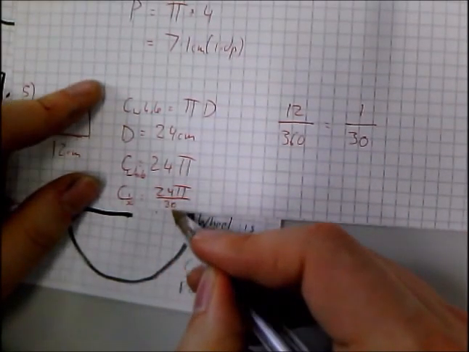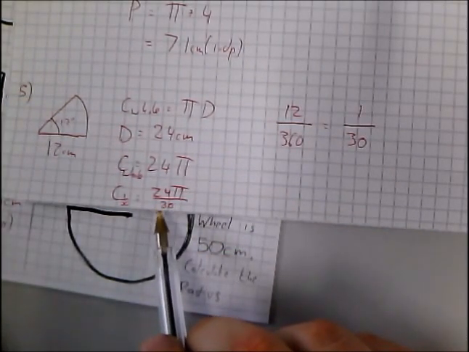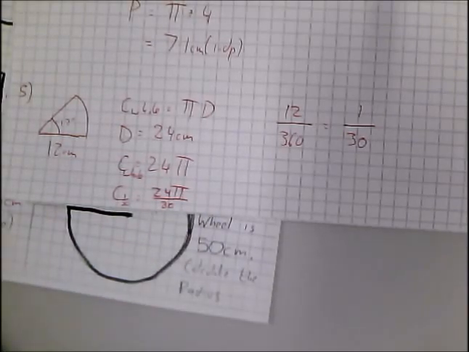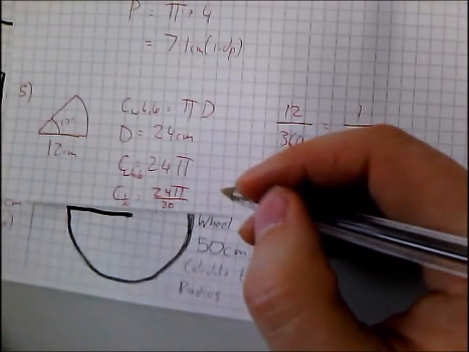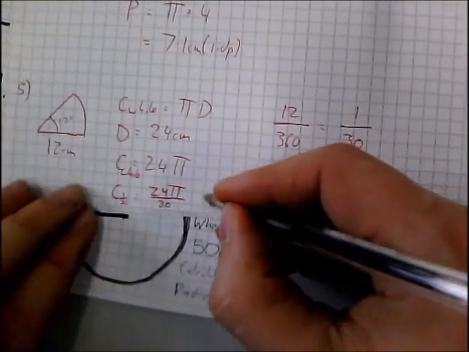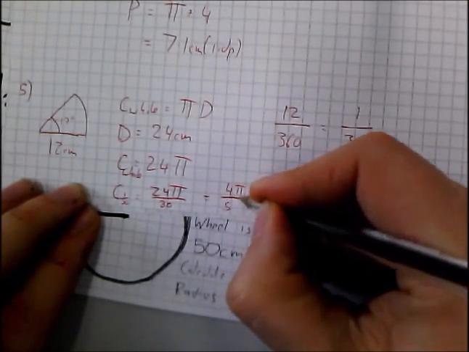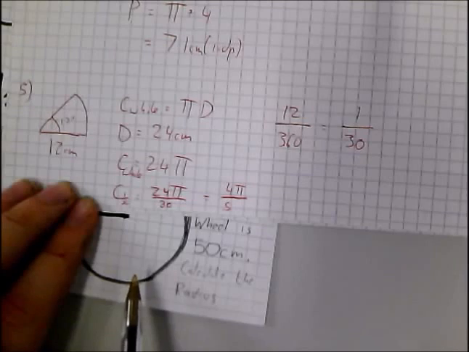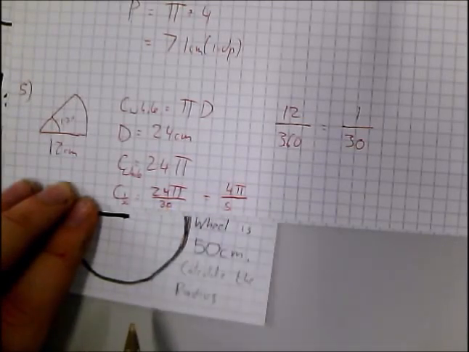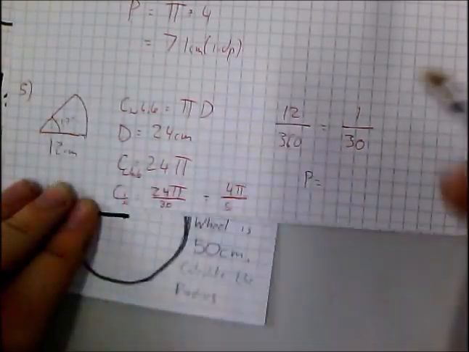Okay, I've got common factors top and bottom here. I can see that 6 goes into both these numbers, so divide top and bottom by 6. And I should get 4 over 5 pi. So I've just divided the top and the bottom by 6 to get 4 on the top and 5 at the bottom. And then finally, for my perimeter, I need to add on my 24.